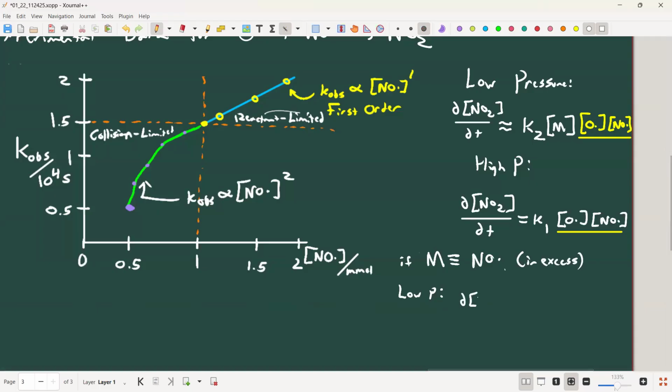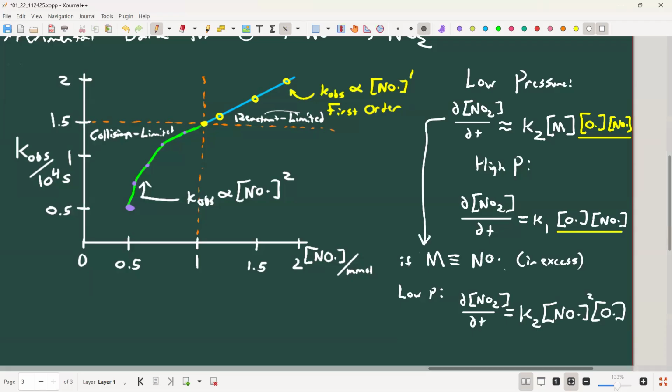This means that the rate of formation of NO2, d[NO2]/dt, is equal to K2 times the square of the NO concentration times O. So if it just has to collide with itself, now it's second order in NO. All right, and then at high pressure, it's just first order in NO. I'll just put a 1 there just to drive that home, right? So the observed rate should double when I double the concentration at high pressure, but it should go 4x, roughly, at low pressure. And that's exactly what we see here.